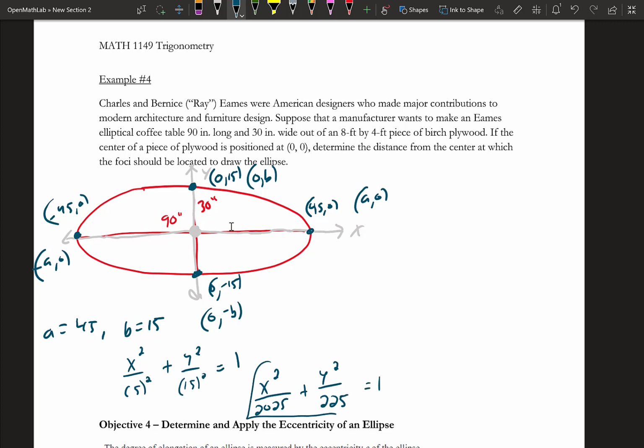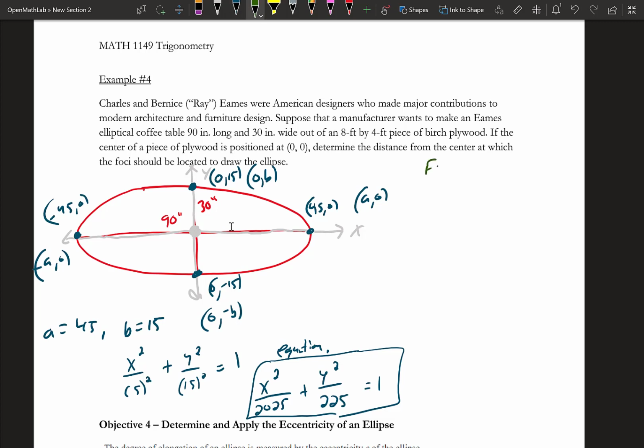Right? So that's not the answer, but I'll just put a box around that because that's my equation. Remember, what we're trying to find is the distance from the center for the foci, to be able to draw the ellipse. So we want to be able to draw this ellipse, the shape that they want on the piece of plywood.